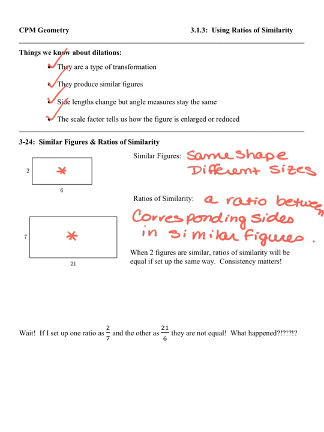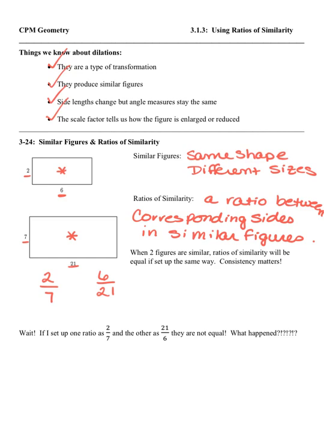How do we set up a ratio of similarity between two figures? Well, that means we're just picking corresponding sides between the two figures and comparing them to each other. So for example, this side length of 2 could compare to its corresponding side length of 7. And this side length of 6 in the smaller rectangle is going to compare to its corresponding side length of 21 in the larger rectangle.